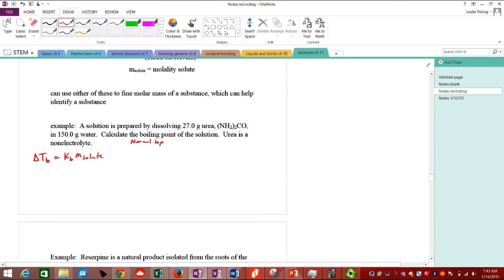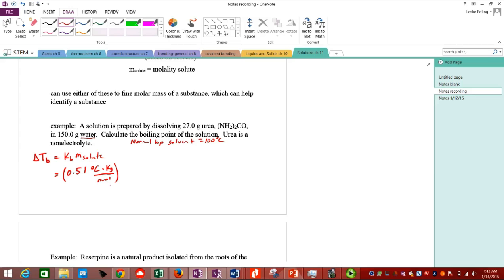Again, I am not reading these questions properly because we need the boiling point of the solvent. And what's the solvent in this? It's water. So we know the normal boiling point is 100 degrees Celsius. And when we look up the K_b for water, it is 0.51. And like all constants, it has sort of complex units.